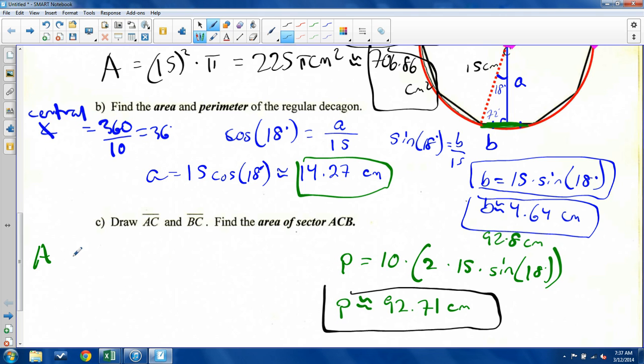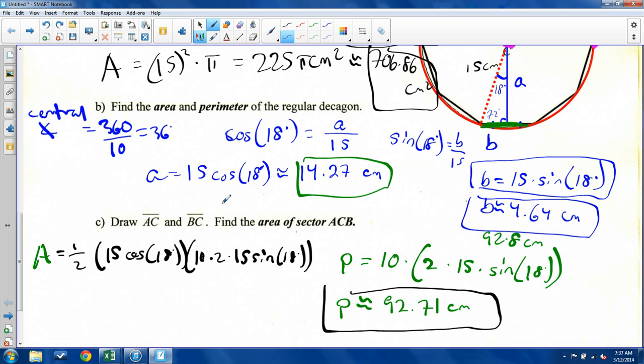But my area is 1/2 apothem times perimeter. So I should say it's 1/2 A, which is 15 times cosine 18, times P, which is 10, times 2, times 15 sine of 18. This will give me as exact of a number as I could possibly get when I do this, instead of using my rounded numbers. I hope that makes sense as far as why I'm using these weird numbers to get my entire thing.